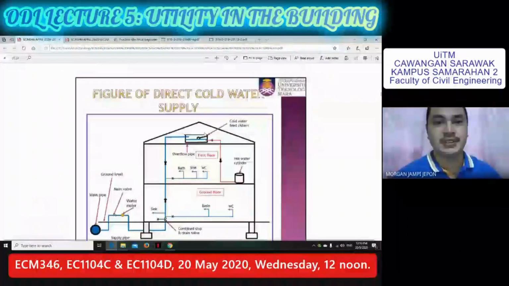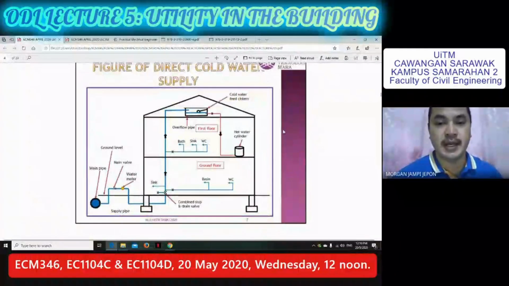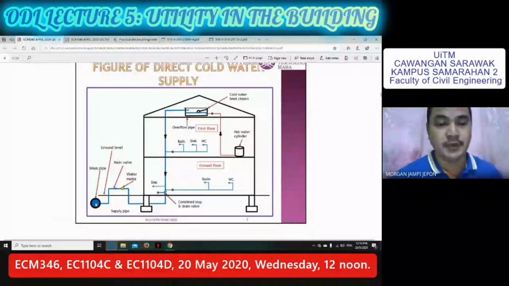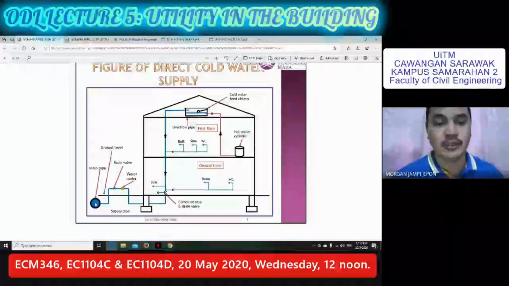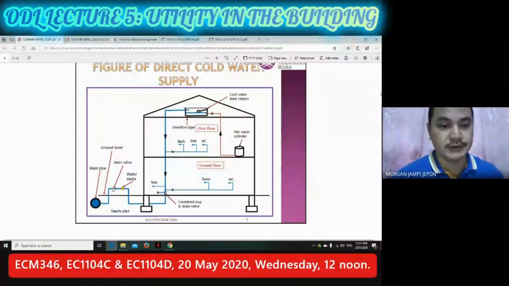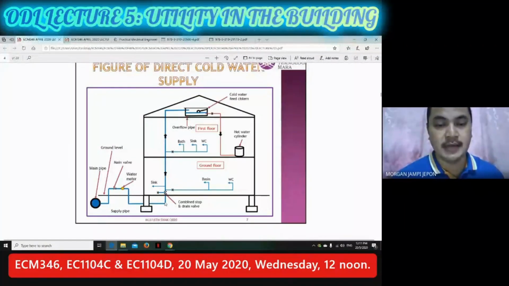So this is the figure of direct cold water supply for a domestic house like the one that we have. The main pipe comes from the town main or a local authority water supply. Then it goes through the ground level, because we normally place this main pipe on the ground level. Then from that main supply, it goes to the main valve, and then goes to the water meter. Then it goes again underground and enters the house.